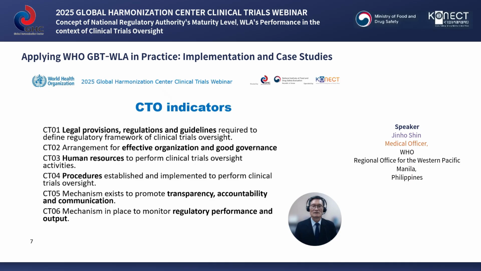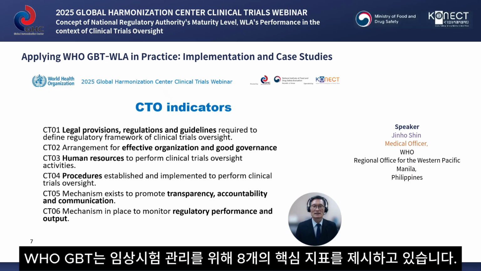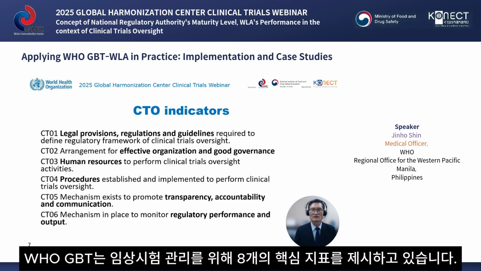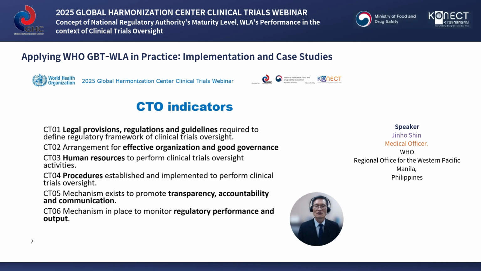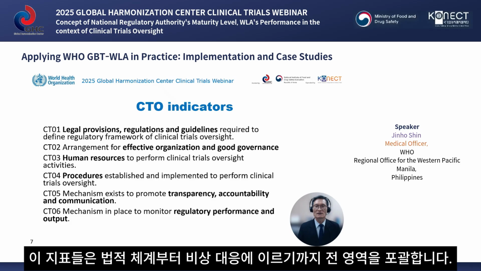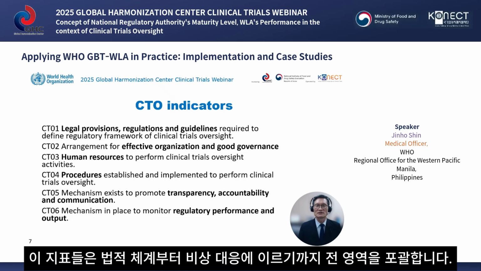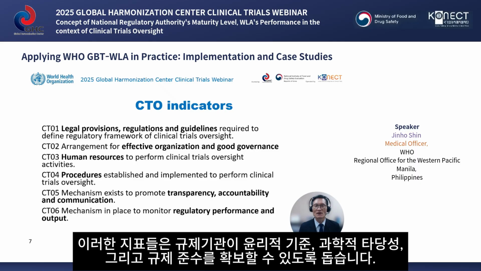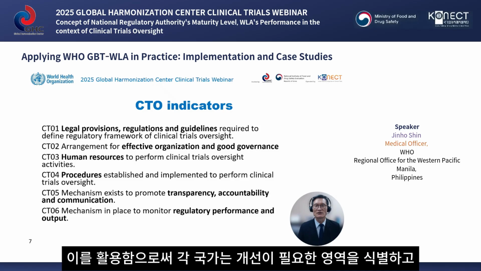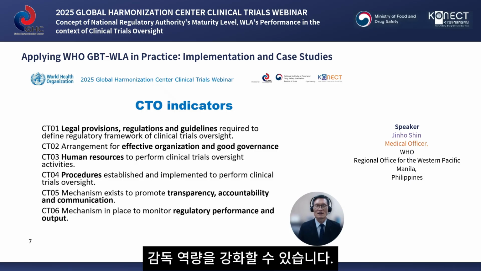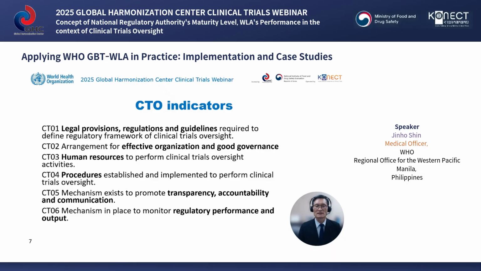The WHO GBT outlines 8 key indicators for clinical trials oversight, covering everything from legal frameworks to emergency preparedness. These indicators help authorities ensure ethical standards, scientific validity, and regulatory compliance. By using these, countries can spot areas for improvement and strengthen their oversight capacity.